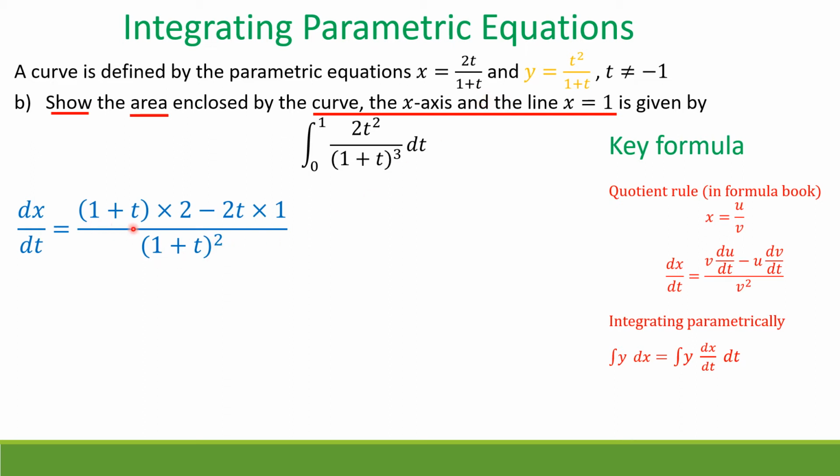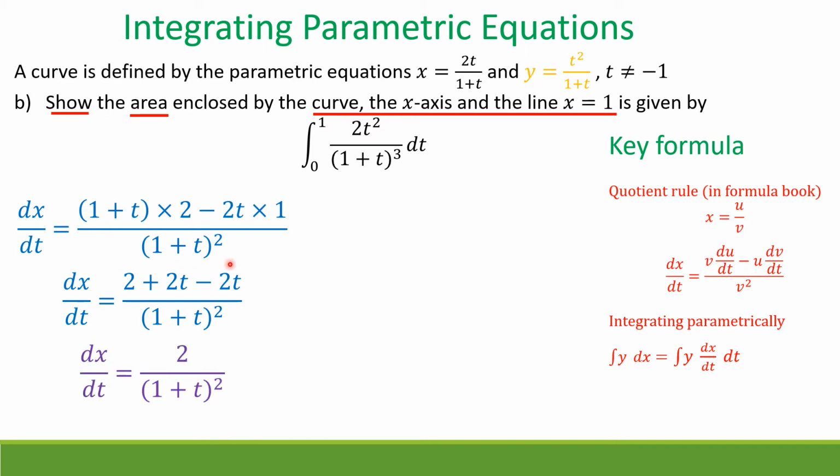Then it's the bottom, which is 1 plus t, times by the differential of the top. Now, the differential of 2t is just 2, so that's the differential of the top, minus the top, which is 2t, times by the differential of the bottom, and the differential of 1 plus t is just 1. So this is using the quotient rule. From here, I'm just going to expand the numerator and tidy it up. So expanding 1 times 2 gives me 2. t times 2 gives me 2t. Then I've got a 2t take away a 2t, which is just going to leave me with 2 over 1 plus t all squared. So that is the value of dx by dt.